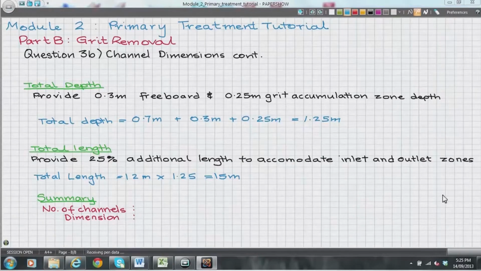Let's summarize the calculations. The number of channels is 4. The length is 15 meters. The width is 1 meter. And the depth is 1.25 meter.